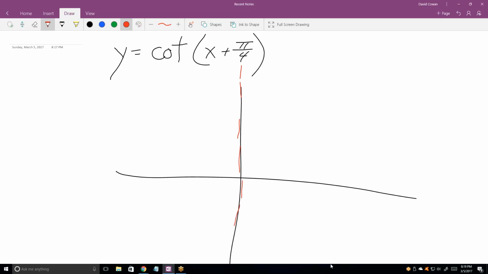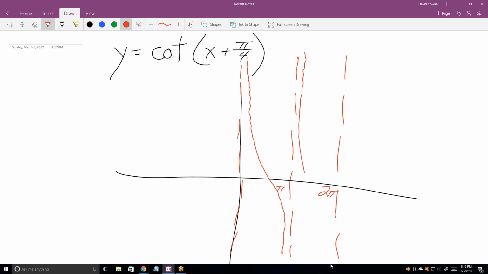In other words, if we're talking cotangent of x, then I'm going to draw that in red. That's pi. That's 2 pi. Cotangent is always decreasing. So here's 2 periods of cotangent. And that point is pi over 2.